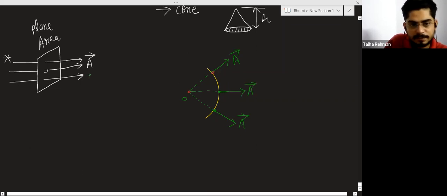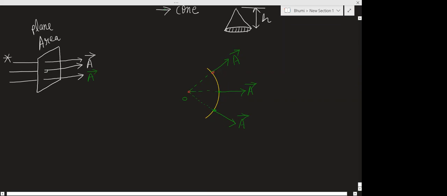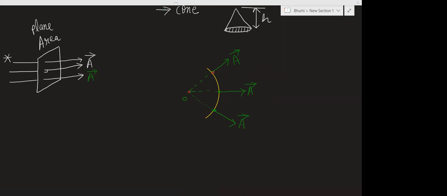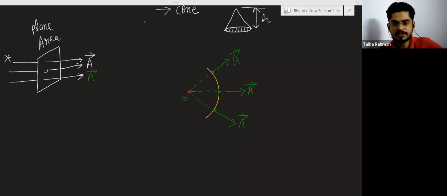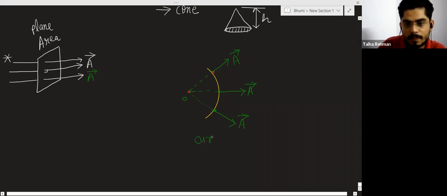But see here, the direction of the area vector is the same throughout. Same or not? Yes, sir. Here the direction of the area vector is the same in this direction, but on the curved surface, the direction of the area vector is changing. This is a curved surface. Here you can see the direction of the area vector is changing.